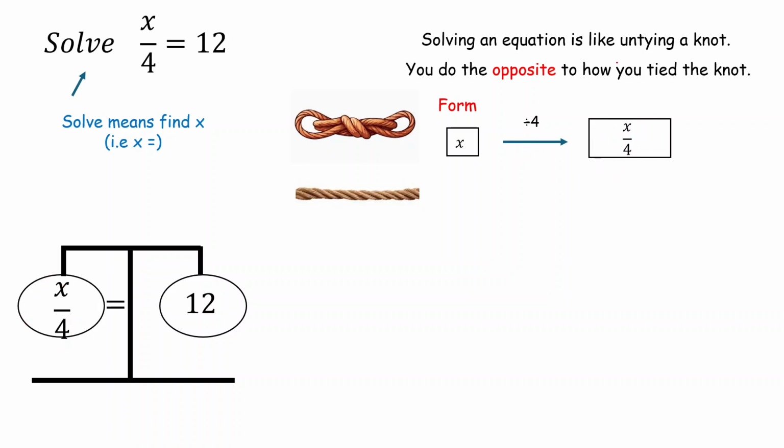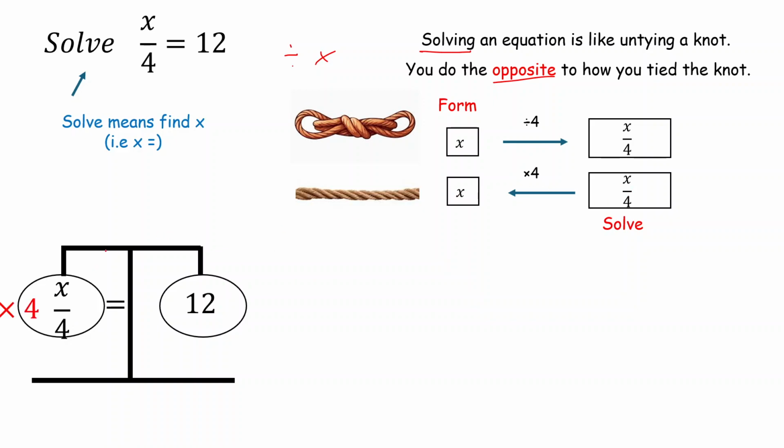Now, when you solve the equation, you do the opposite. So you've got to go backwards now. And what's the opposite of dividing by 4? Well, division and multiplication are opposite. So the opposite of dividing by 4 is to times by 4, because if you times this by 4, the 4s cancel and you go back to x. So if we look at this over here, I've got x divided by 4. So to solve this, I've got to times this, first of all, by 4.